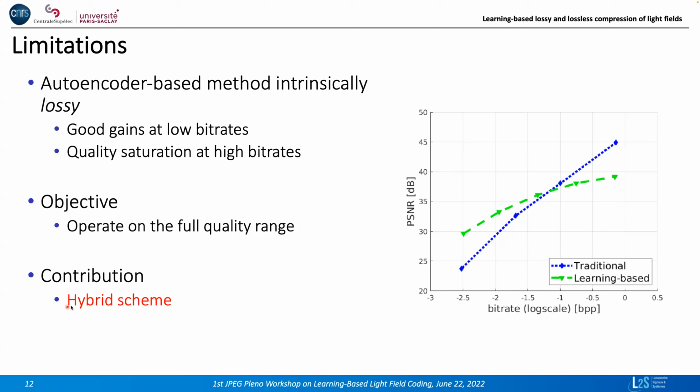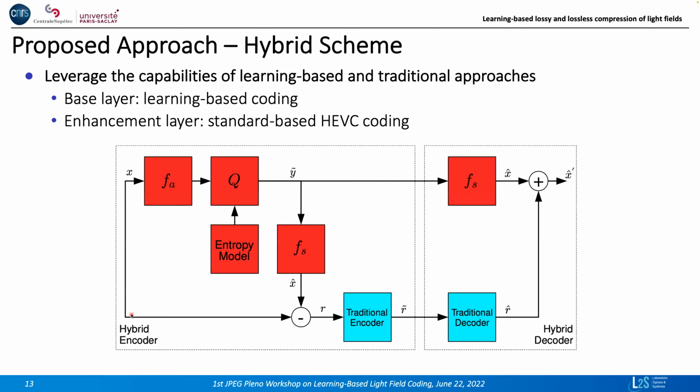And so what we proposed was a hybrid scheme. The hybrid scheme we proposed is essentially a scalable codec. So you have a base layer, which is the learning-based one that I just described with analysis, synthesis, and entropy model. But once we compute this base layer reconstruction, we subtract it from the original, and we code the residual using a traditional codec, which could be, for example, HEVC, but you can use whatever codec you want. And at the decoder side, we do the opposite operation. So we reconstruct the residual and we sum it to the reconstructed baseline.